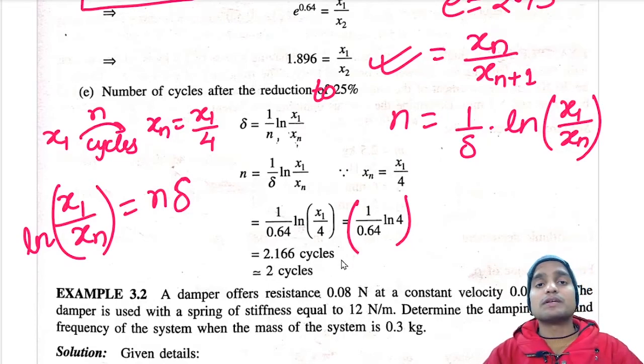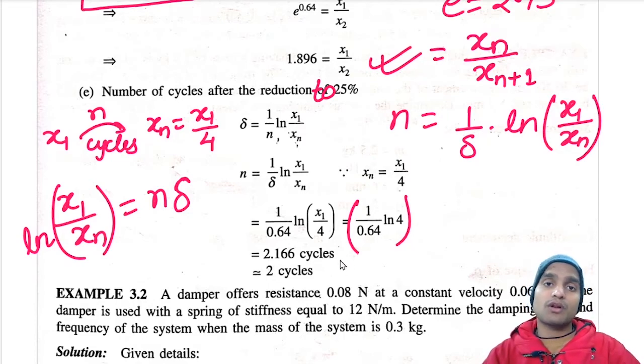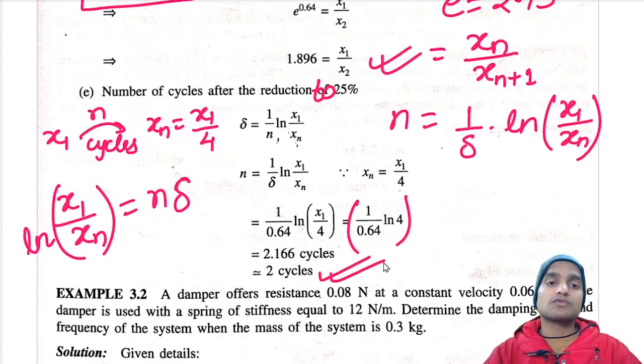See, cycles are always a whole number, so we have to round it off to the closest whole number, and that is 2 cycles. So after 2 cycles the amplitude is reduced to 25%. So this problem is solved.